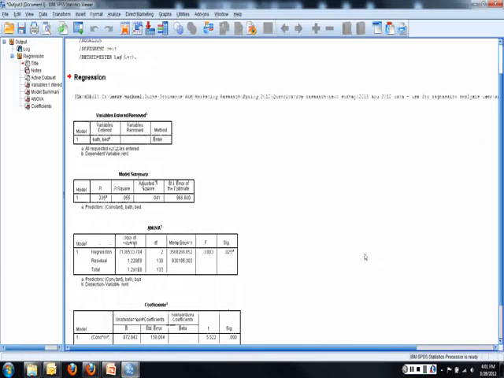And now I'm going to see if rent can be predicted by the number of bedrooms and or the number of bathrooms. Click OK. And once again I'm going to start with the F statistic. Now, in this case, the F of 3.8 is statistically significant at less than 0.05.